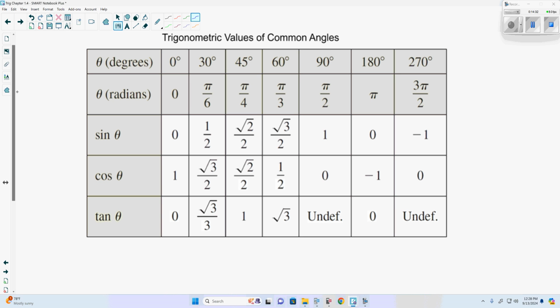Common trigonometric values of common angles. Sine: we have 0, 1/2, square root 2 over 2, square root 3 over 2, 1, 0, negative 1. Cosine: 1, square root 3 over 2, square root 2 over 2, 1/2, 0, negative 1, 0. Tangent: 0, square root 3 over 3, 1, square root of 3, undefined.